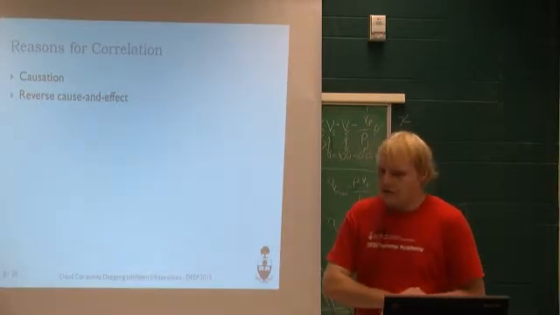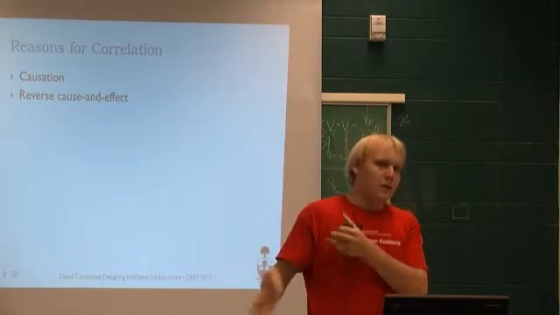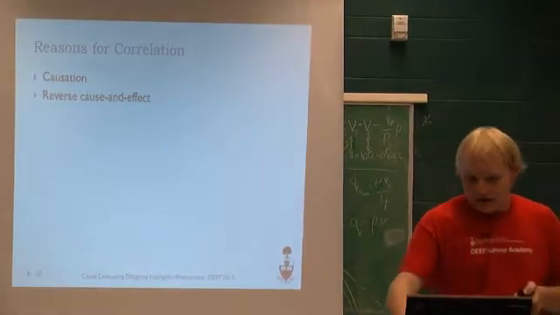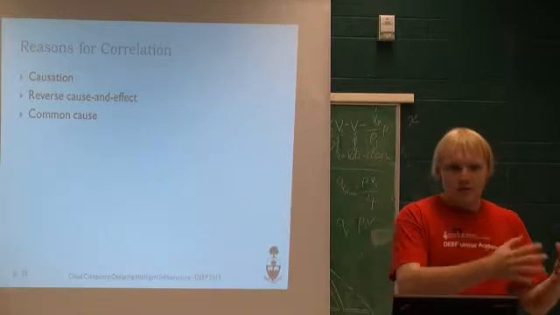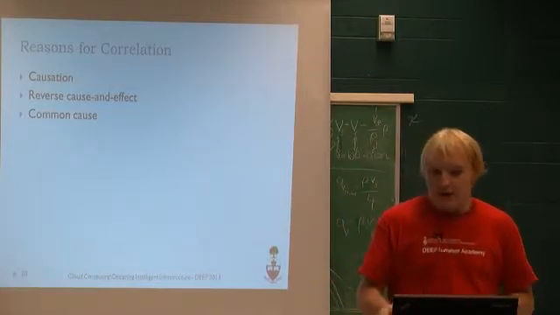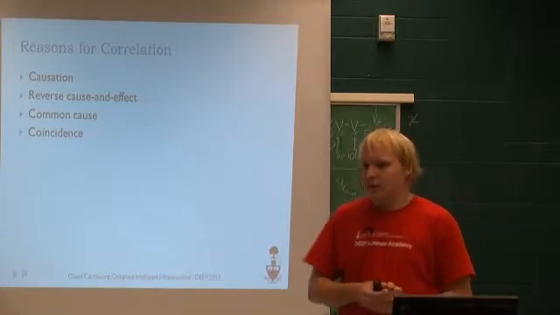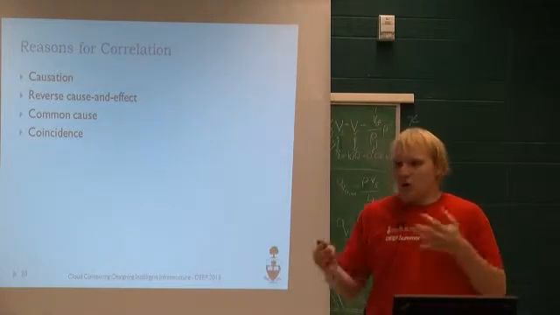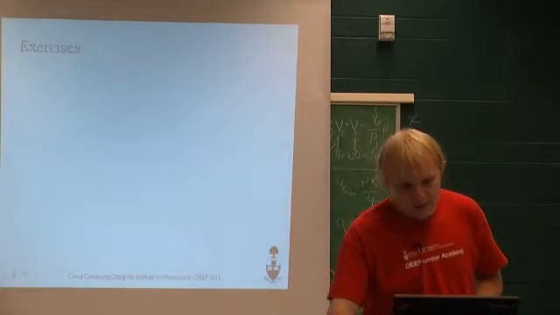Another is reverse cause and effect. So we could actually have what we think is being caused by one variable caused by another. So we'll look at an example of that in a bit. A third is common cause. So there could be some third variable that's affecting both. And in reality, those both are being affected by that and not affecting one another. And finally, coincidence. So coincidence is where the two happen to be going up or down at the same time, and there's really no relationship between the two except that they just happen to be doing that.